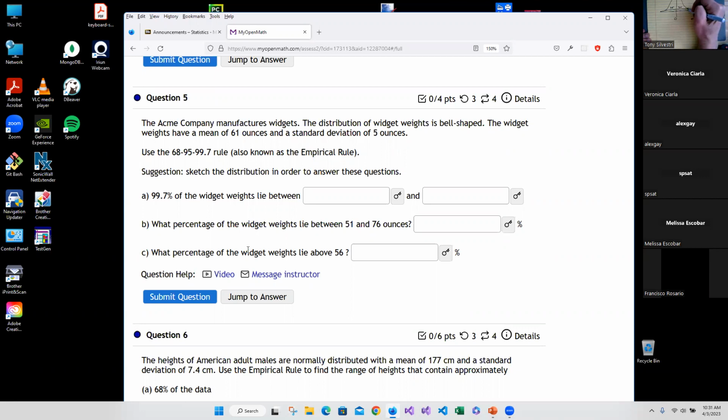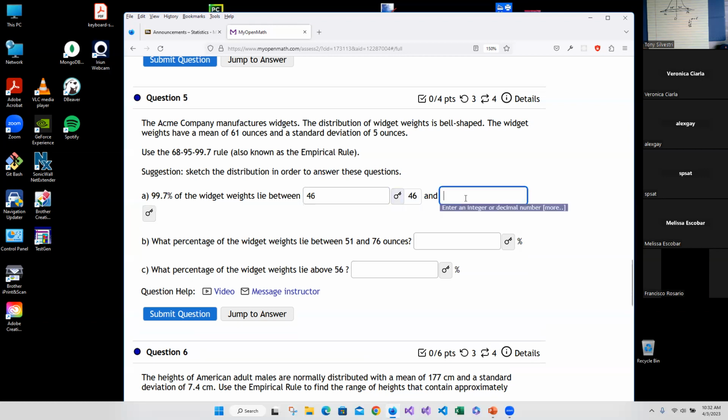Okay, so 3 times 5 is 15. So if I add 15 to 61, I get 76 here. And if I subtract 15, I get 46 here. So between 46 and 76 is 99.7% of the data. Okay, so that is your 99.7. Let's say they lie between 46 and 76.